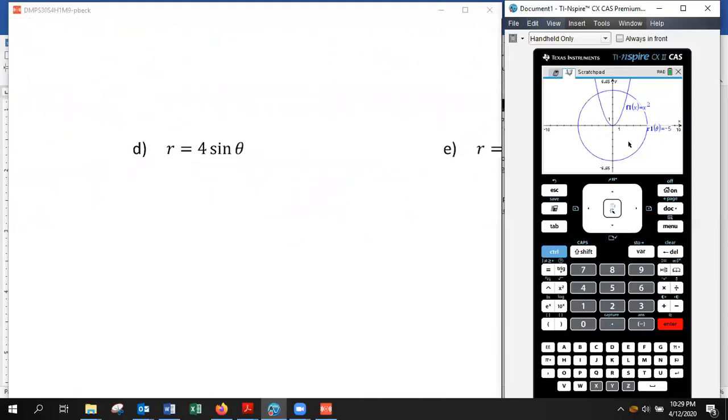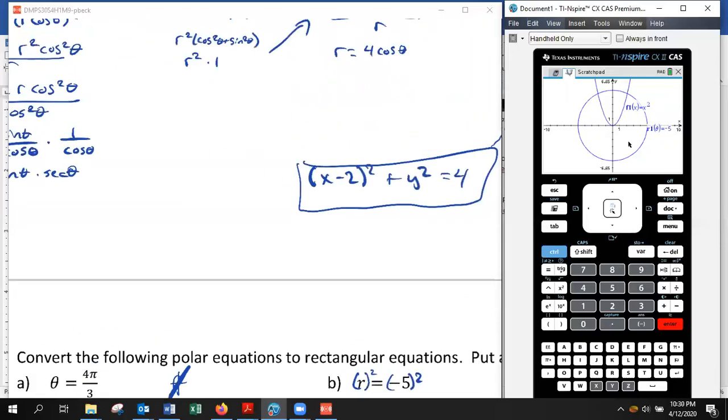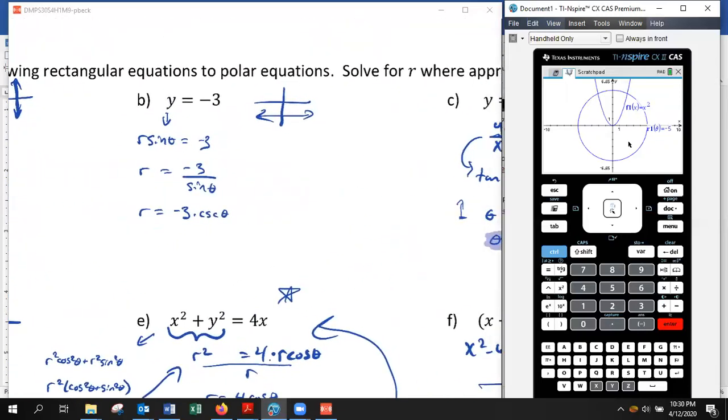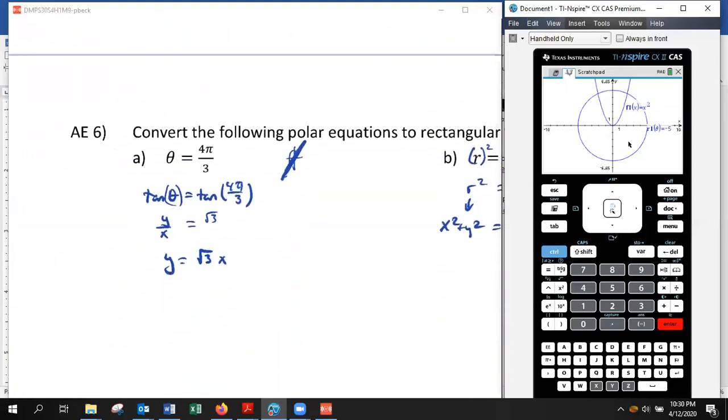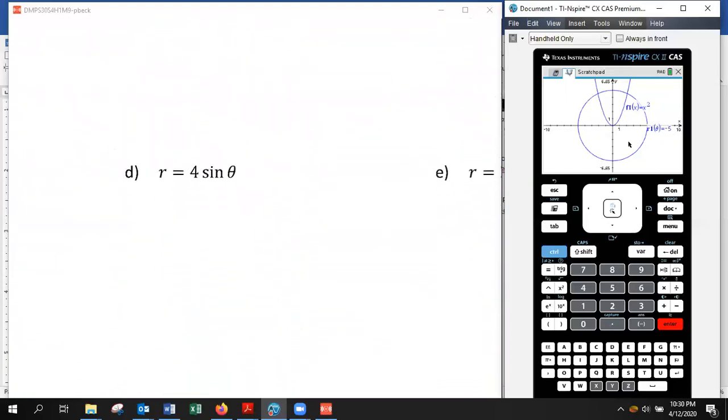R equals 4 sine theta. So r equals 4 sine theta, is that like what we did up here? And happily, no. I say happily, you guys are like, man, I wish it was that easy. So r equals 4 sine theta. Just because I can play with this, I'm going to. What does r equals 4 sine theta look like? Hopefully this will give me some insight as to what kind of rectangular equation this looks like. Ooh, that's a circle.